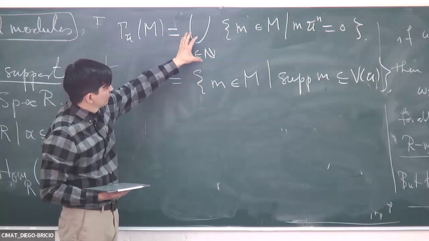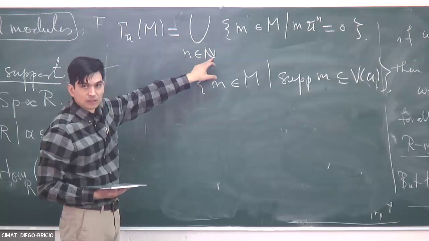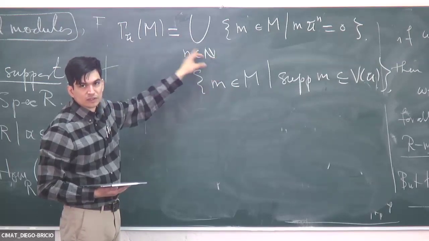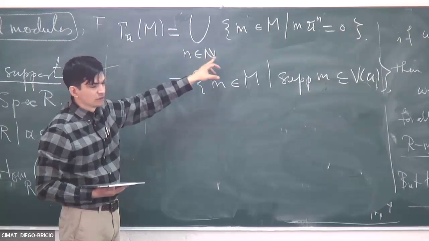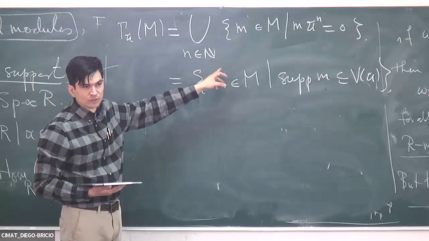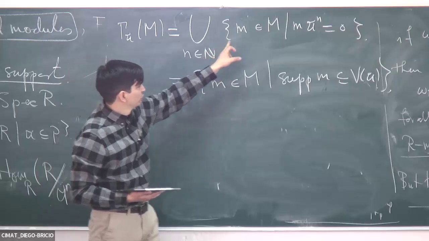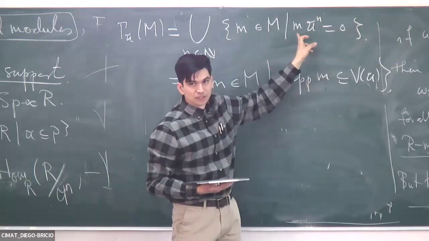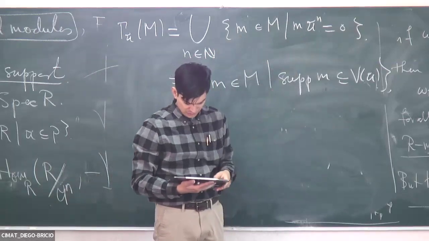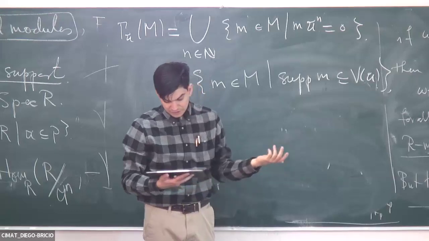That's the geometric thing. However, if you look at this algebraic description, you see why this functor is also called the A torsion functor, or functor of A torsion, because you're looking for the M's so that they're killed by powers of A. And that's called having A torsion.